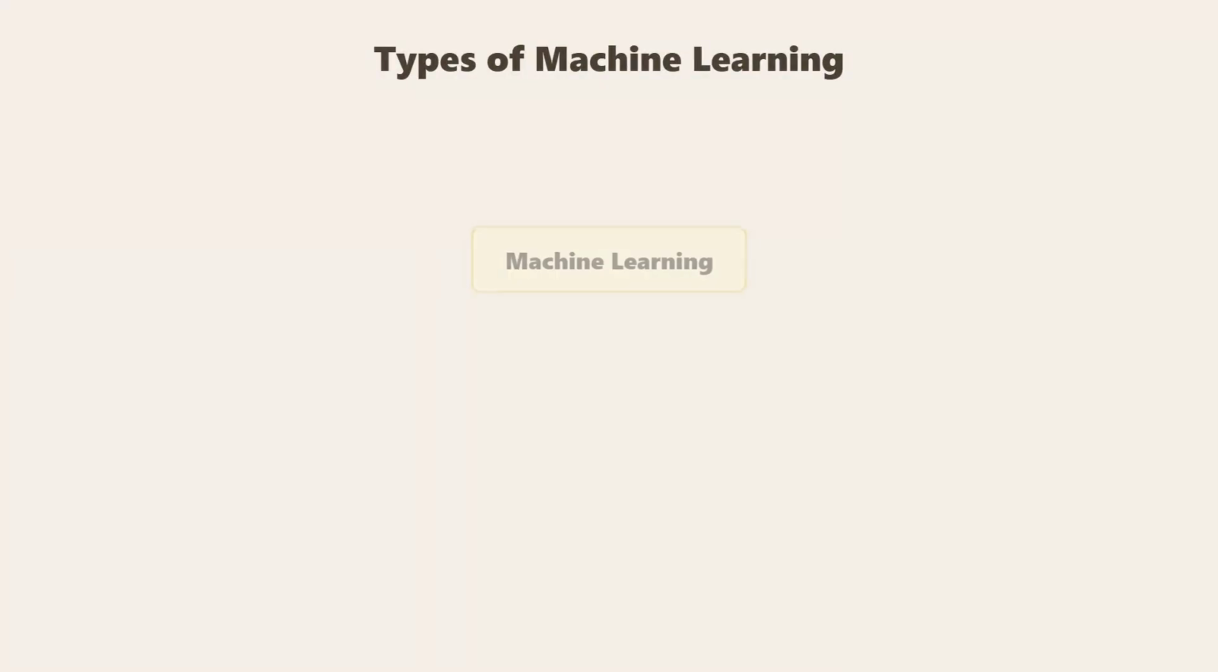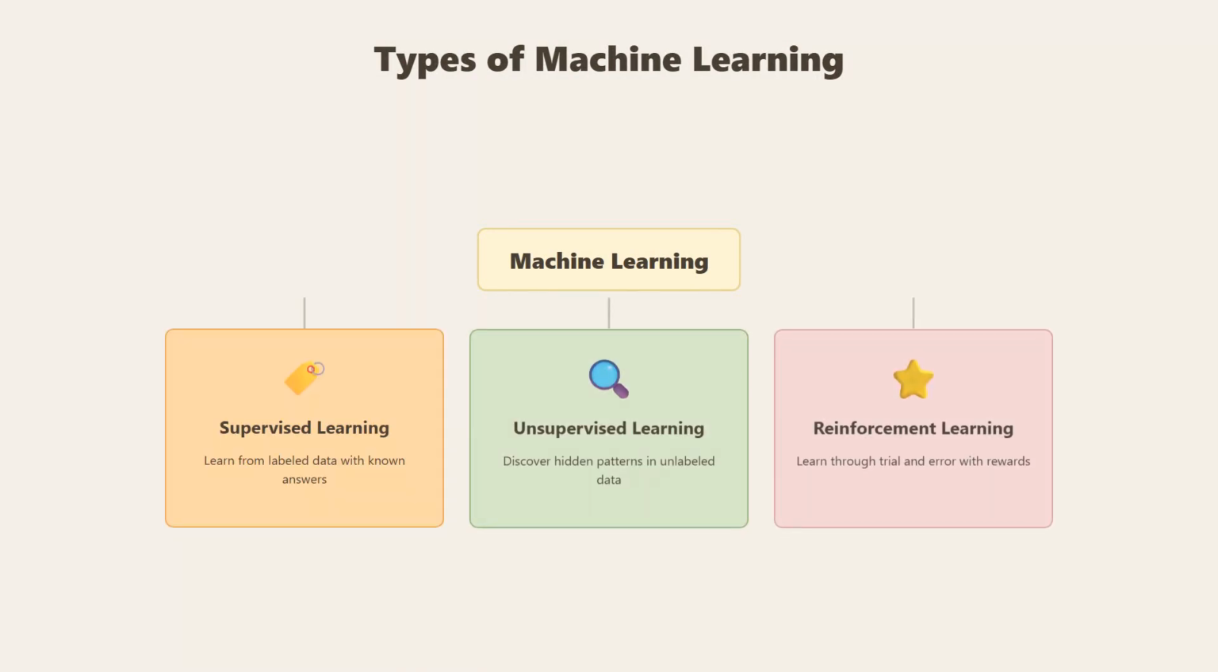When we talk about machine learning, we're really talking about three distinct paradigms, each designed to solve different kinds of problems. First, there's supervised learning, where we train models using labeled data. Think of it like learning with a teacher who provides the correct answers. We show the algorithm examples with known outcomes, and it learns to predict those outcomes for new data.